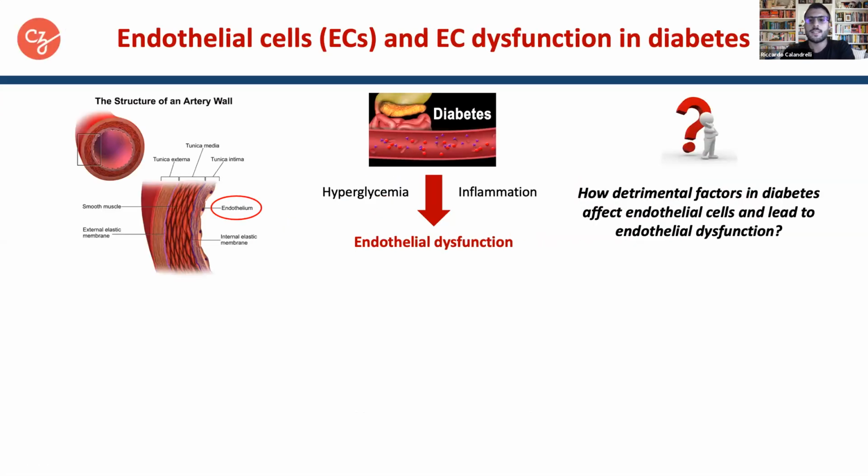So endothelial cells are the innermost monolayer of cells in the lumen of vessels, and they are subjected to all the detrimental factors present in blood in many diseases, like for example in diabetes, which can provoke EC dysfunction by providing mainly two types of stresses, high blood glucose level and inflammation. So we wonder how these factors lead to endothelial cell dysfunction.